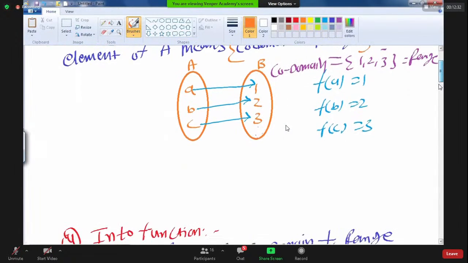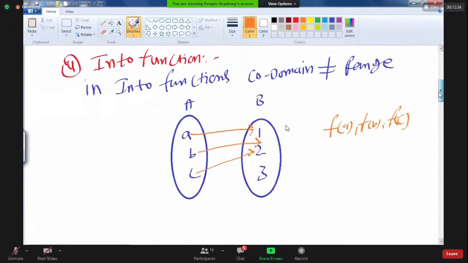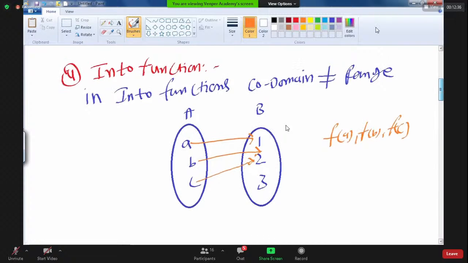Yeah, of course. Listen, the way you have to remember is no element in B should be left out. How many images does it have? It doesn't matter. What matters is nothing should be left alone in B. Everything should be the image of something.